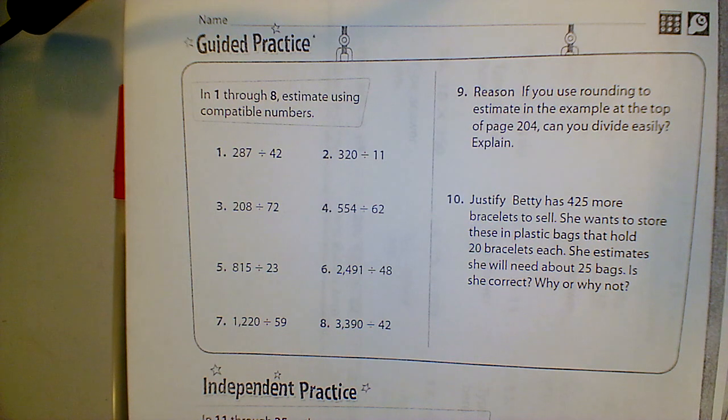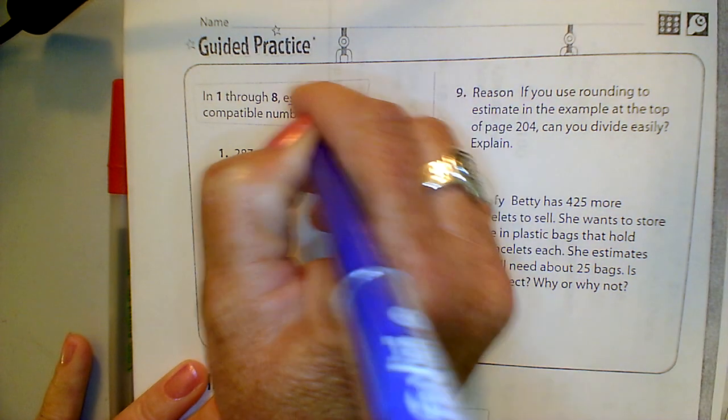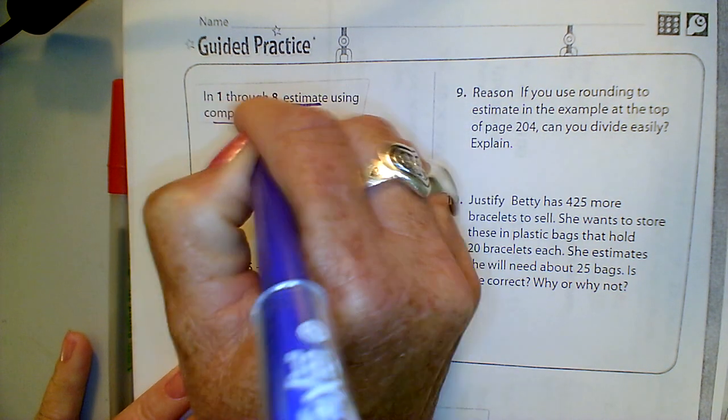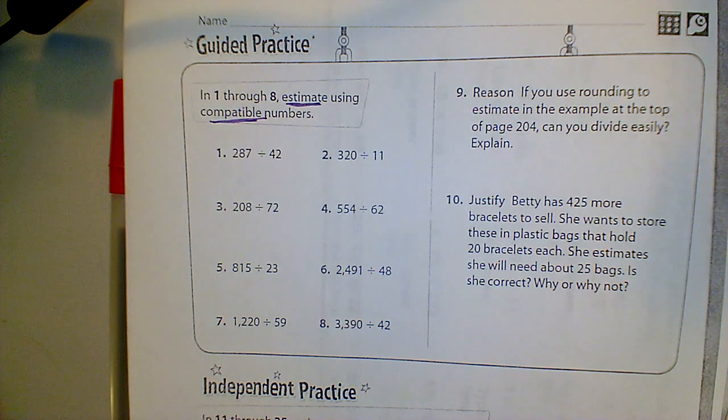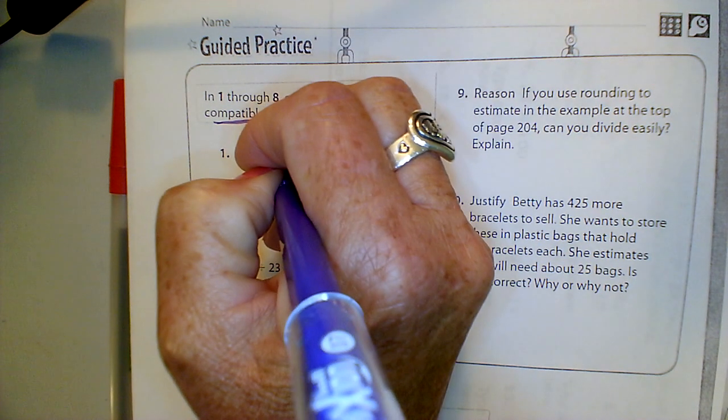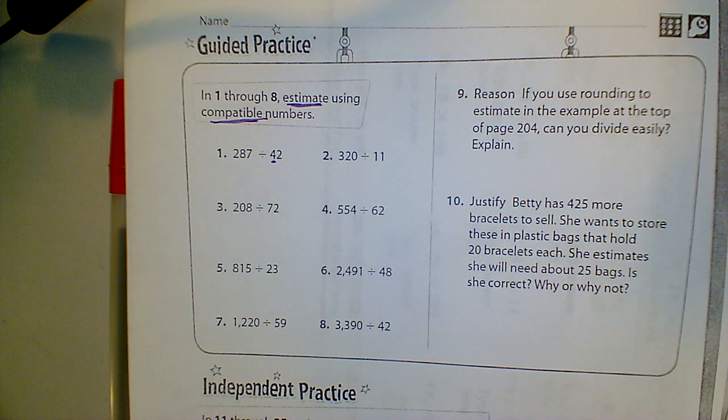So in the directions, it says in 1 through 8, you're going to estimate using compatible numbers. And as we just saw in the video, compatible numbers make it easier to divide. So if you're looking at 287 and 42, think about the factors of this first digit, right? What is a factor of 4 that might make 287 more compatible?